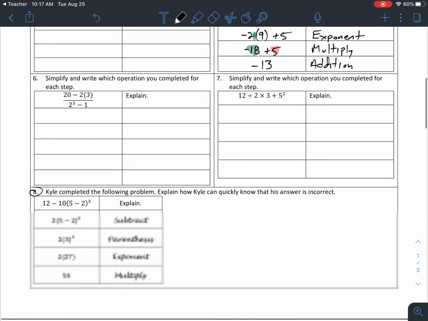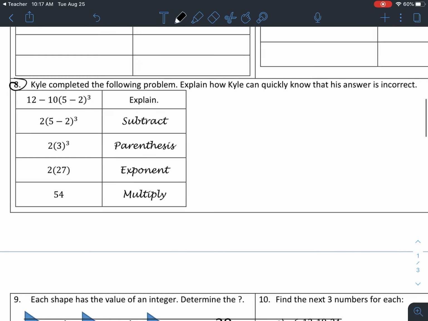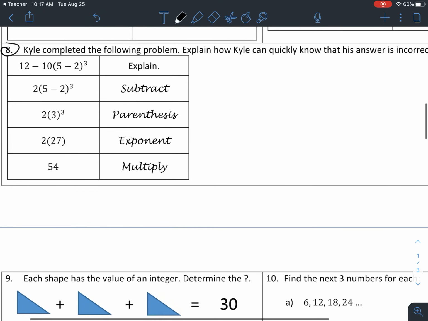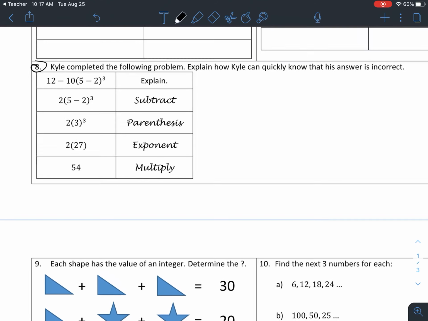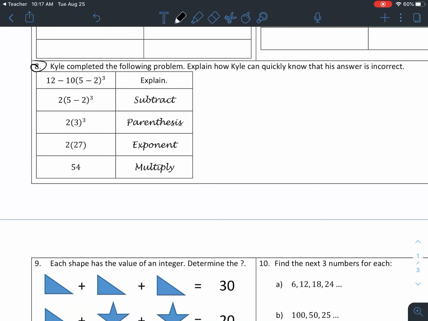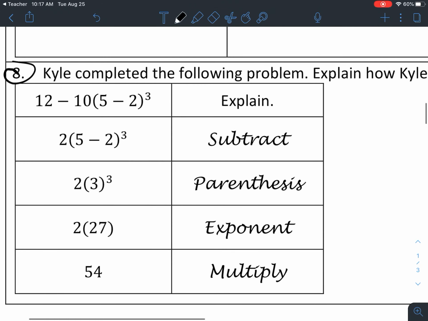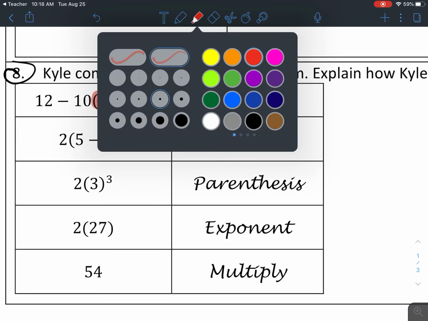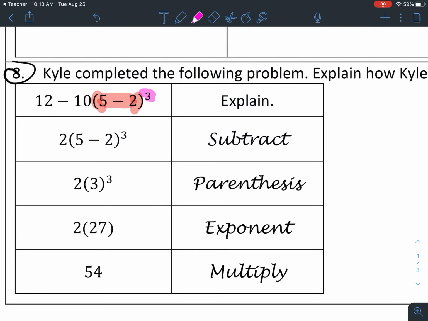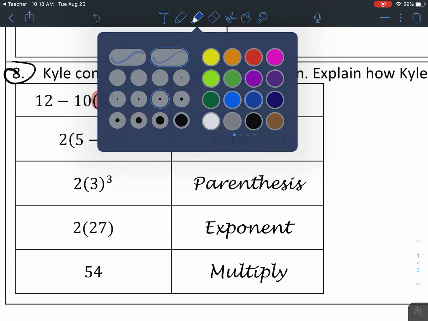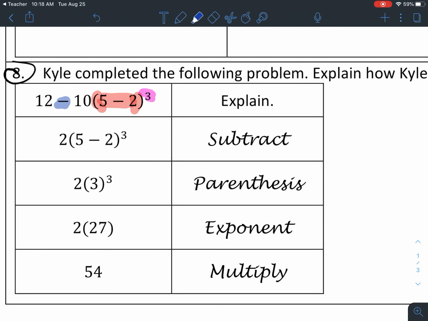Okay, now let's go on to number 8 here. Kyle completed the following problem. Explain how Kyle can quickly know that his answer is incorrect. Okay, so right here, we look at this problem. We have parentheses. I'm going to make it like this so you see it. We have exponent. We have subtraction. So we look at the first thing he did, subtraction.